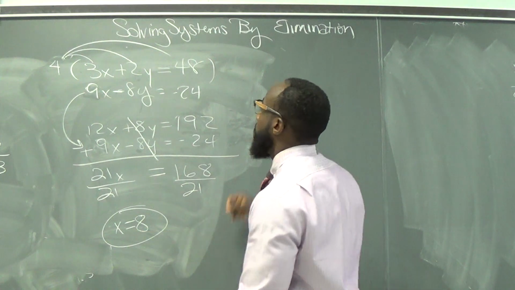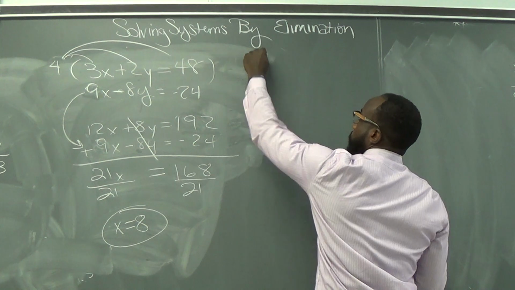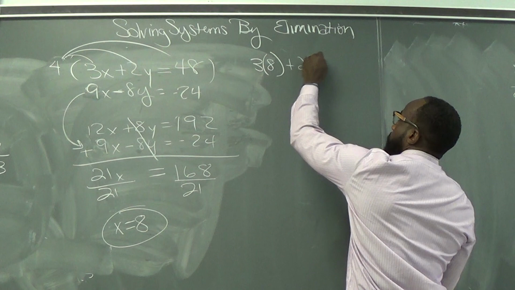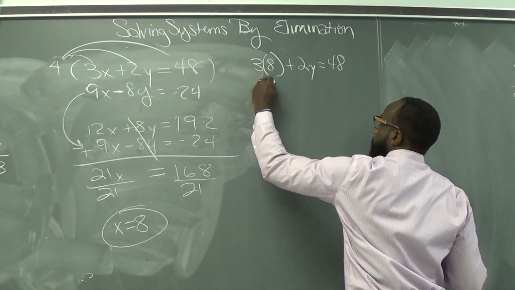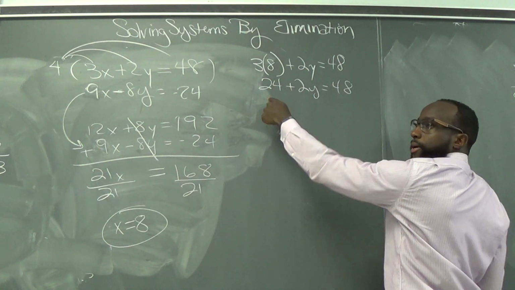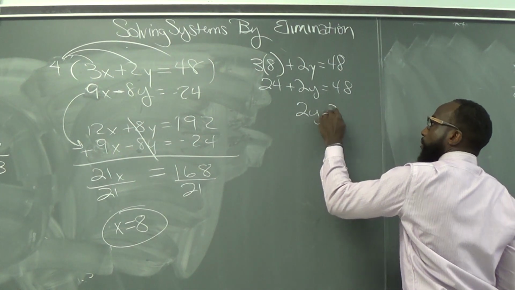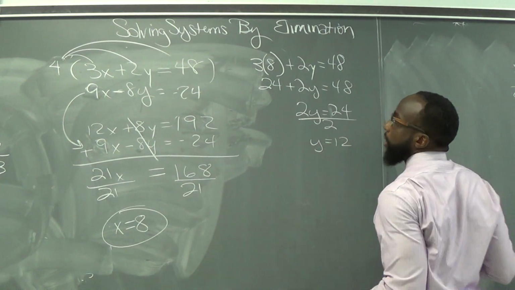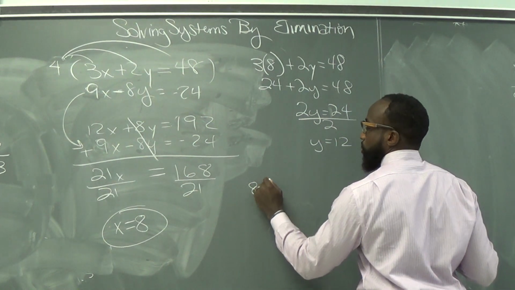You're going to take this 8 and substitute it into any one of these. So let's just put it in the first one. It's going to be 3 times x, plus 2y equals 48. 3 times 8 is 24, so 24 plus 2y equals 48. Subtract 24 from both sides. So 2y equals 24, and then you divide. y equals 12. So the place where these two lines intersect, or your solution, is going to be (8, 12).